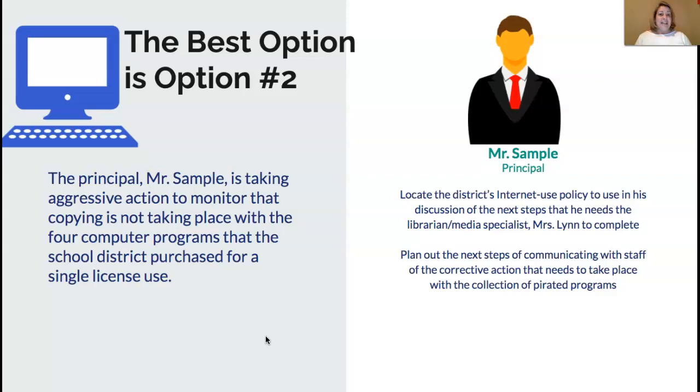So the best option is option 2. Some of the things Mr. Sample needs to do is he needs to locate the district's internet use policy, and have it in hand when he goes to talk to Mrs. Lynn about the next steps that need to take place. It can be the third point piece of data in explaining why we're doing it this way.